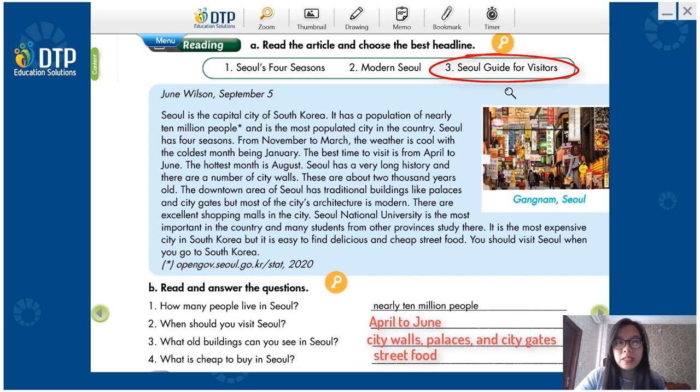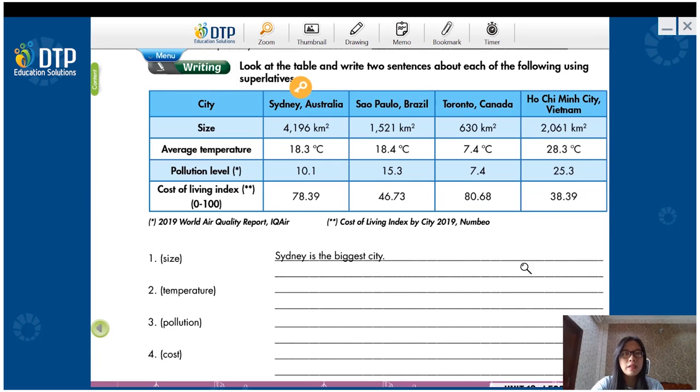Seoul Guide for Visitors. Okay. Now everyone, let's move to the next exercise, the writing. You look at the table and write 2 sentences about each of the following using superlative.